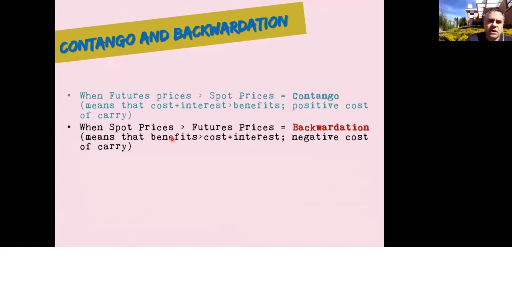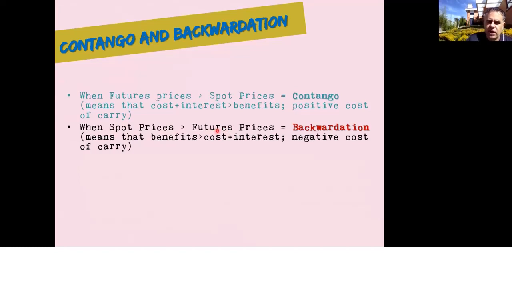It could be, again, scarcity. It could be shortage of anything. It could be a competitive advantage. But for whatever reason, you prefer to hold the asset today. That will give you a higher benefit than the cost of storing it and the financial cost of purchasing it today versus purchasing it in the future.